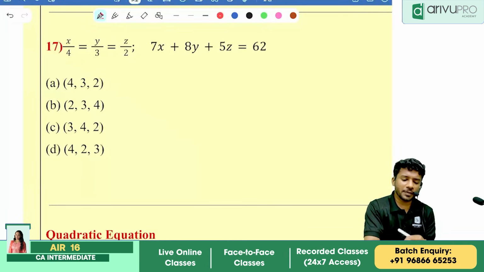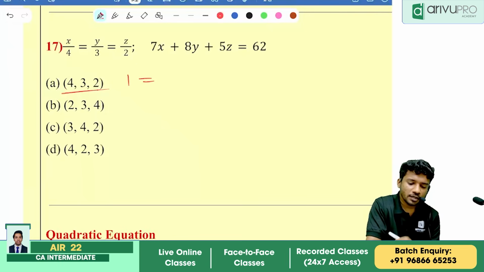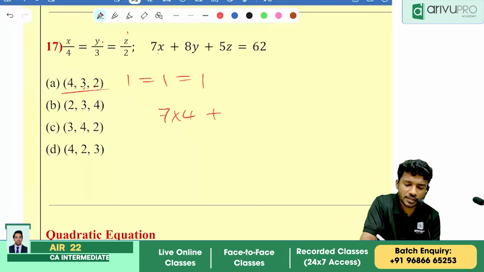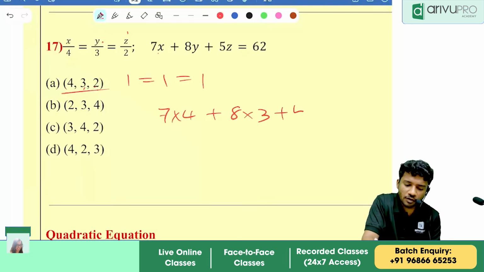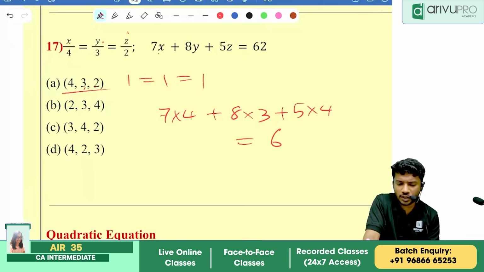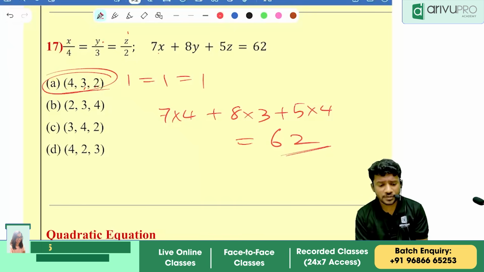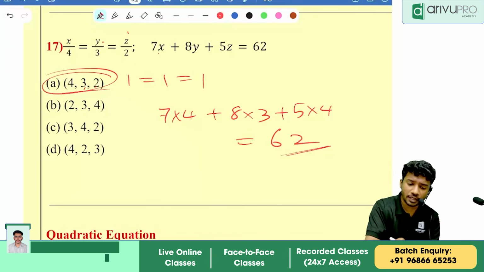Option hit. People, X divided by 4 is how much now? First option: 1. 3 divided by 3, 1. 2 divided by 2, 1. That's 7 into 4 plus 8 into 3 plus 5 into 4 is equal to how much? 64, 62 or? Yes, that means which option is the answer? Option A is the answer using memory calculation.